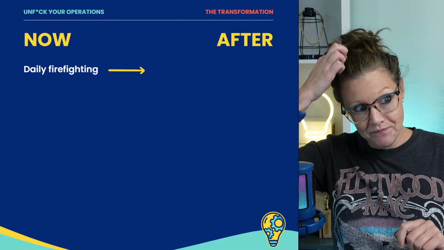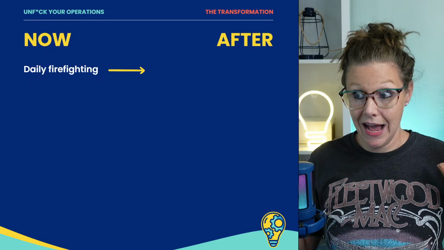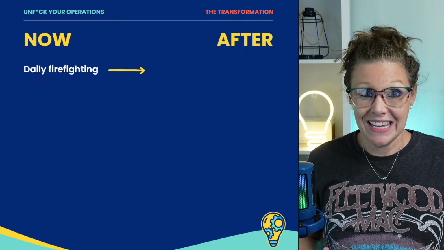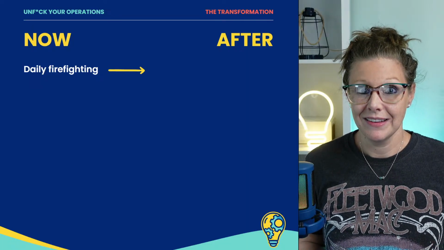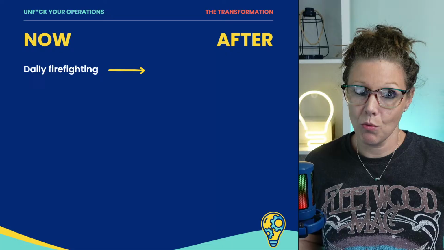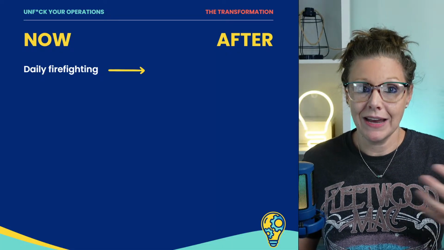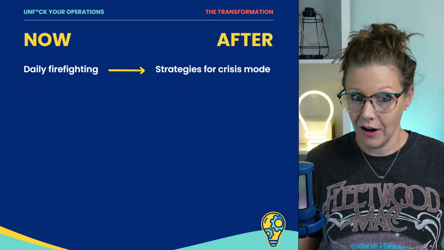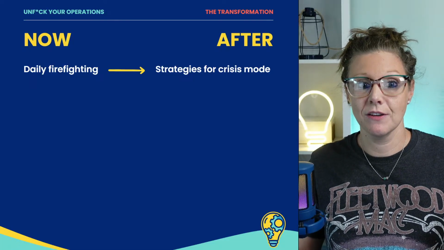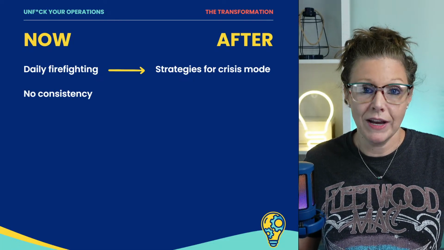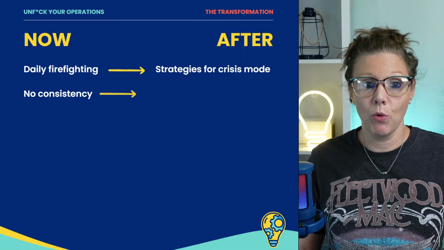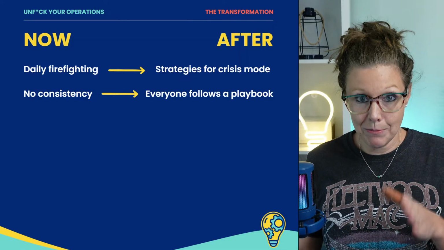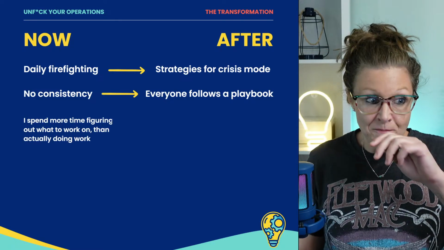Cool. So I like to do this before and after transformation because that's really the key, is that things are broken. So what can things look like once they're fixed? Right now we're firefighting daily, but after our ops are unfucked, we'll have strategies for crisis mode. Right now there's no consistency in how we work, but once we're unfucked, everyone's going to follow the same playbook, the same set of instructions.